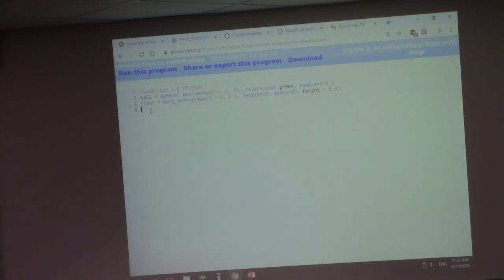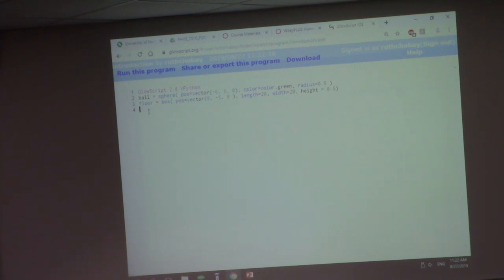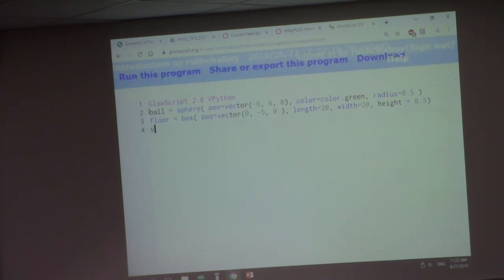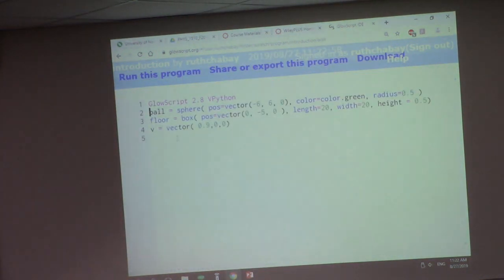Well, in order to make it move, it needs to have a velocity. Now velocity is also a vector quantity because it doesn't just have a magnitude, that we call speed in physics, it has a direction. So we can make a velocity vector here. We'll just call it v, a vector of 0.9, 0, 0, and still nothing happens. So we need to tell the computer what to do with velocity.